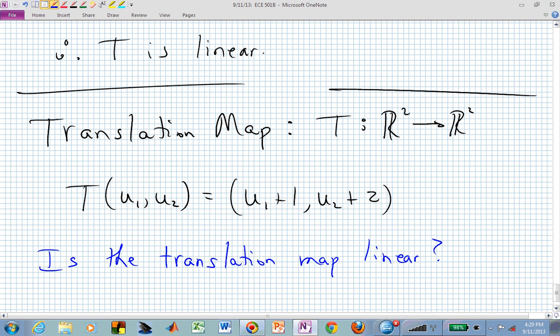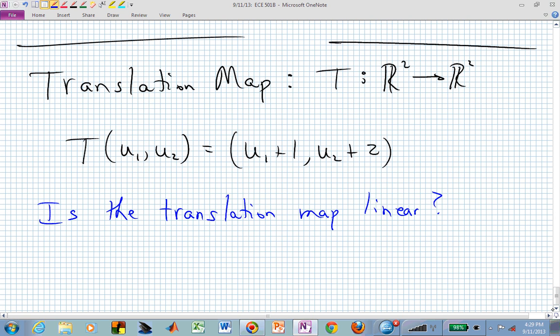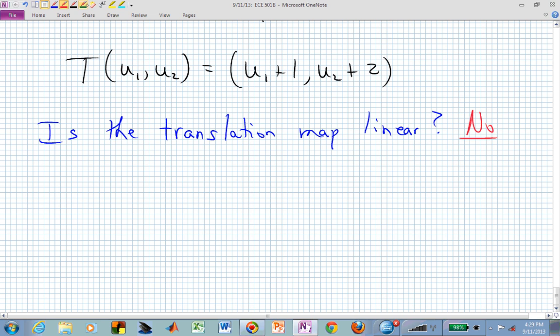We could show this the way we did before. Let's try a different approach. Let's see if we can find a counterexample that actually will show that it's not linear. And the counterexample that you could use, if it works for you sometimes, is to see, is the additive identity going to map to 0? And if it doesn't, then we don't have a linear map. The answer is actually no. It's not a linear map, and let's see if we can produce a counterexample.